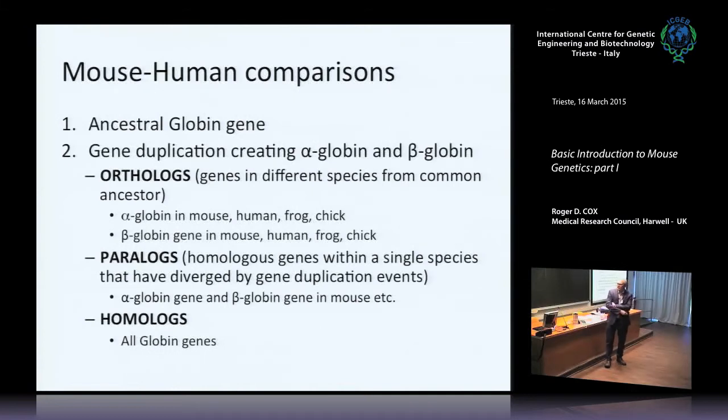Paralogs are homologous genes within a single species that have diverged by gene duplication events. So there was a single globin gene, and now there's an alpha and a beta in the mouse, an alpha and beta in other species. And then homologs are all the globin genes, so anything that has homology with globin is a homolog. So that's just a bit of terminology.